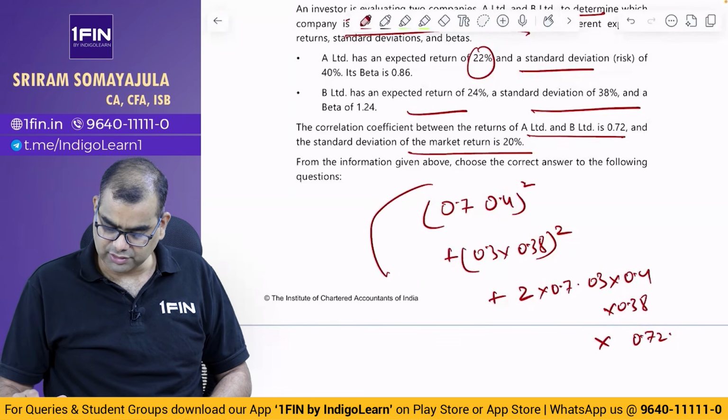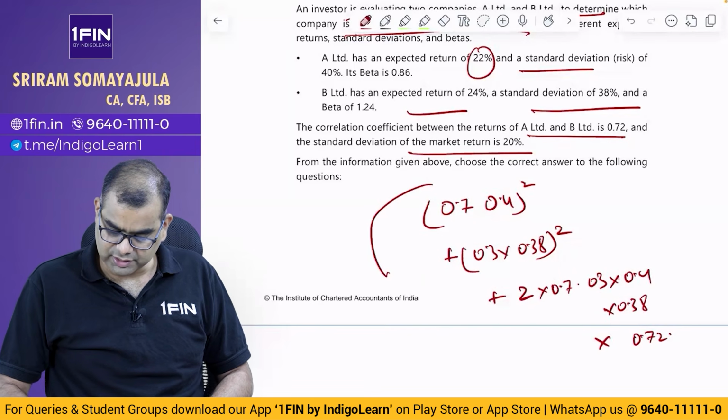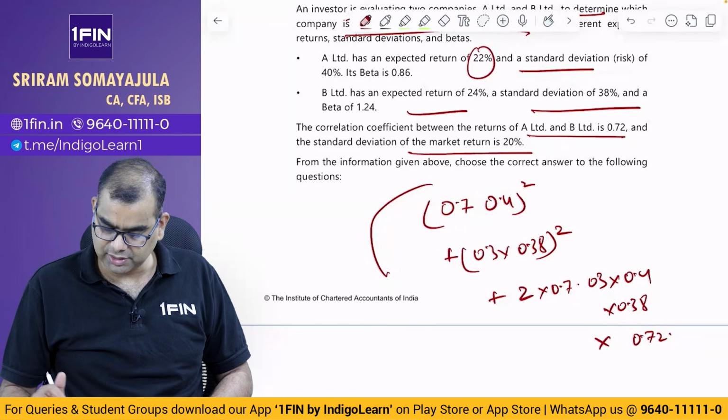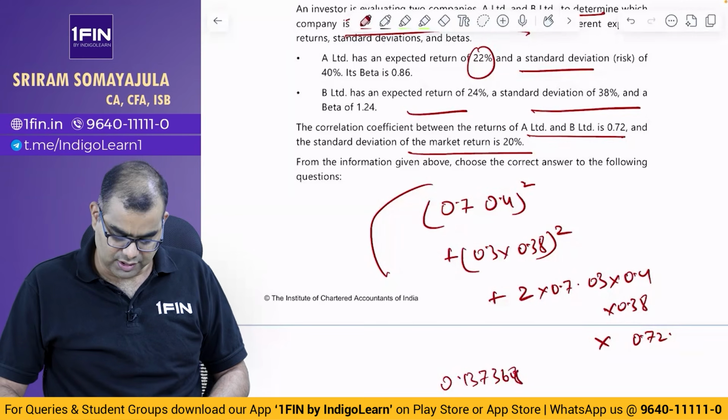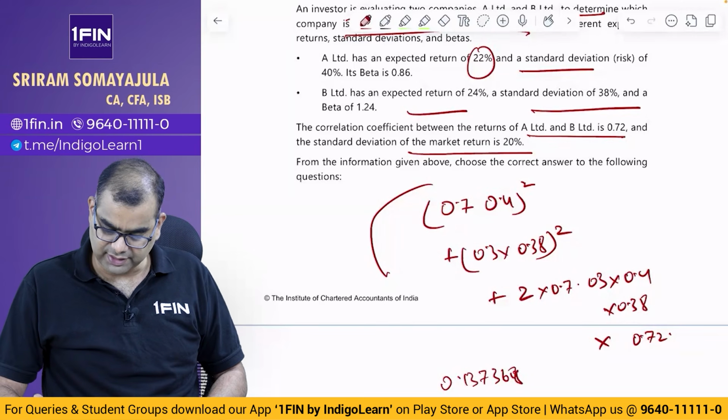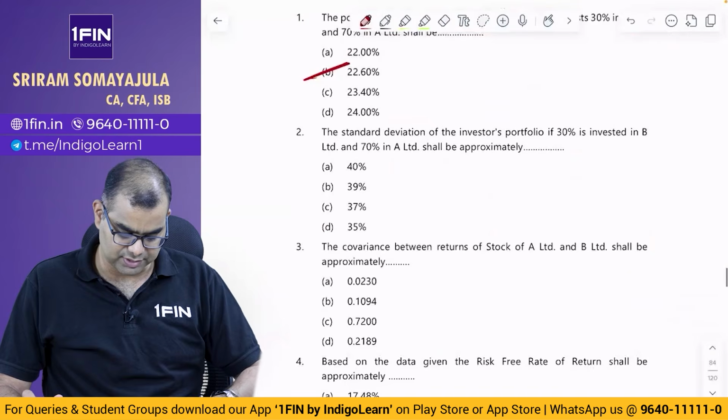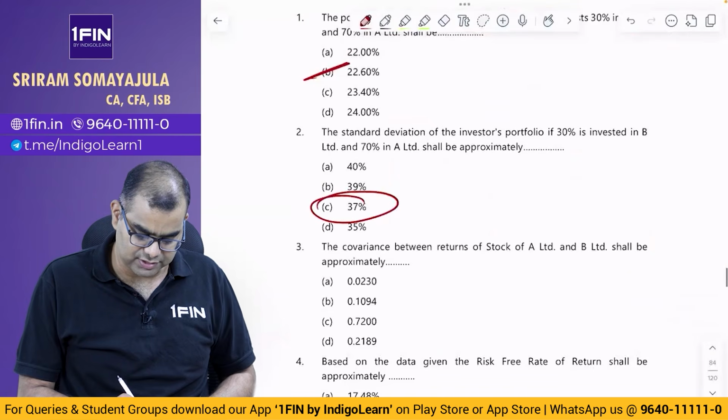0.7 into 0.4 is 0.28. 0.3 into 0.38 is 0.114. Then 2 into 0.7 into 0.3 into 0.4 into 0.38 into 0.72. Adding these up, we get 0.1373608. If you take the under root of this, they're asking for the standard deviation. Under root is 37.06%. Answer is 37.06.